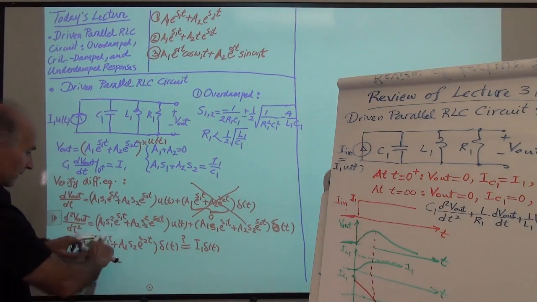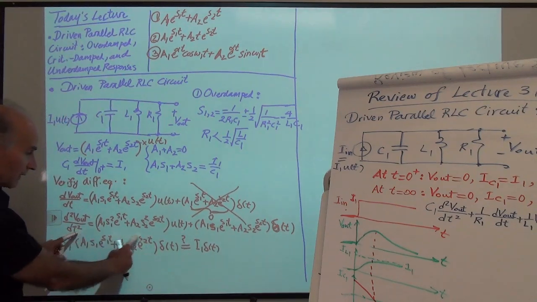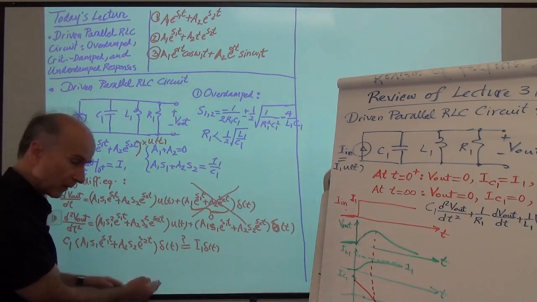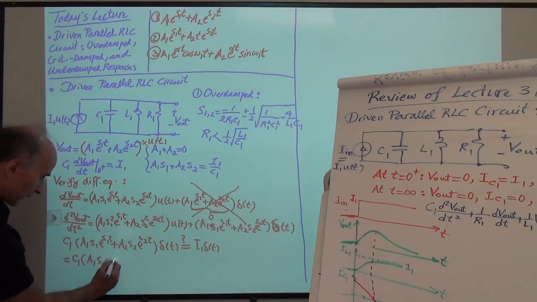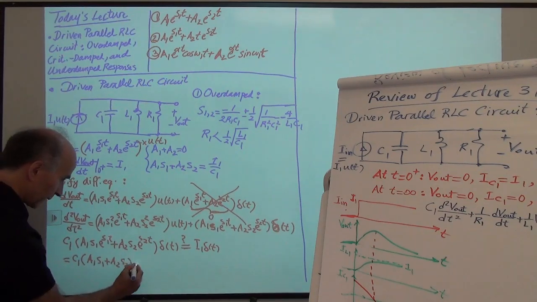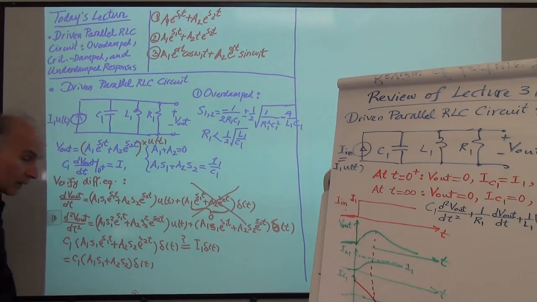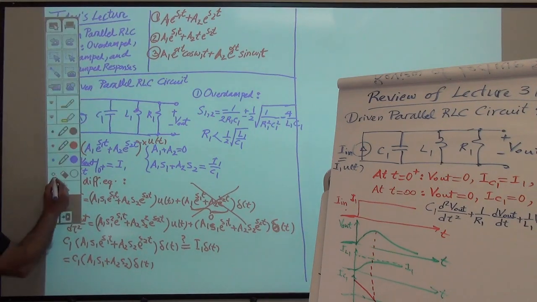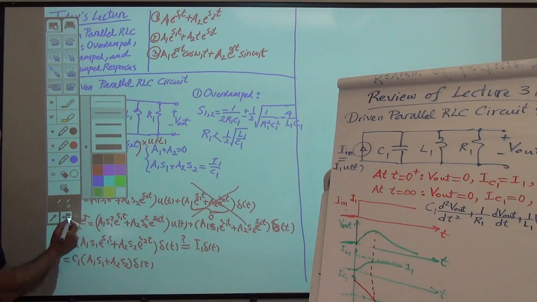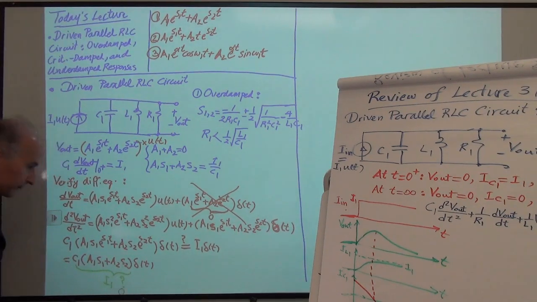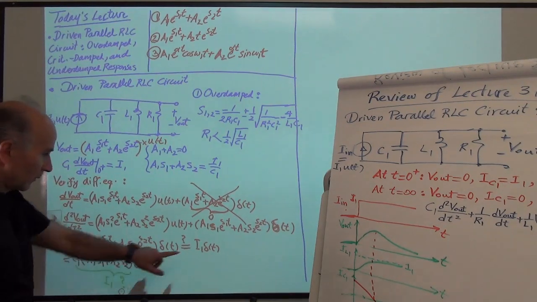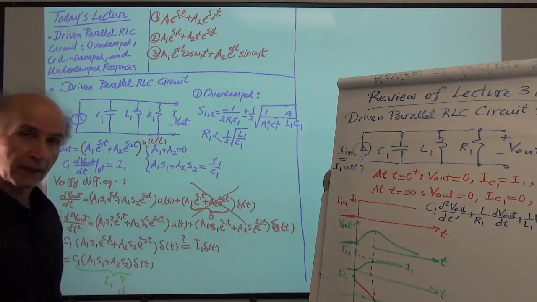So first of all, because this is multiplied by delta of t, we just need to evaluate this at time 0, right? This is the weight of the impulse. So that means that this is just equal to C1 times A1 S1 plus A2 S2 times delta of t. So in other words, what I need to check is the following. I need to check to see if this whole thing is equal to I1. I put a question mark here, right? I need to make sure that this is I1, then we have consistency between two sides.